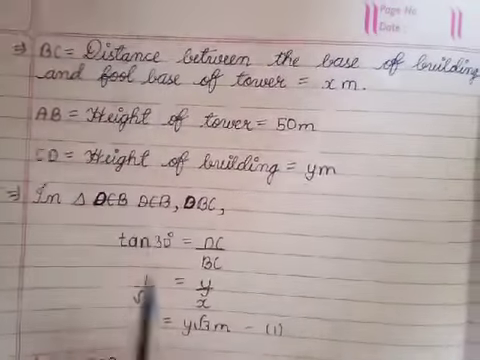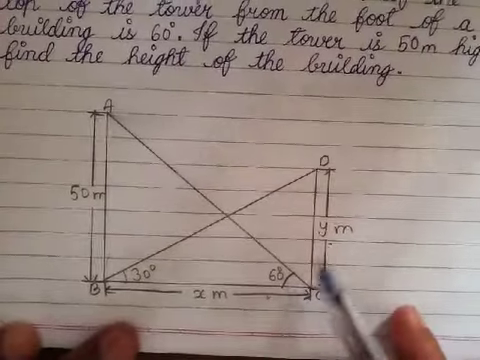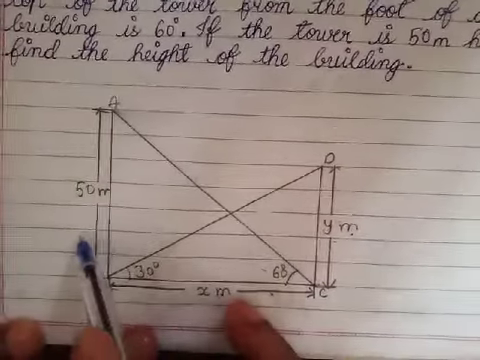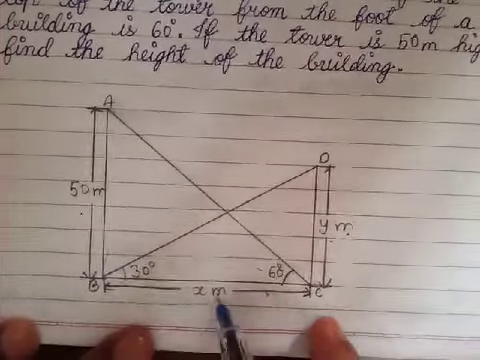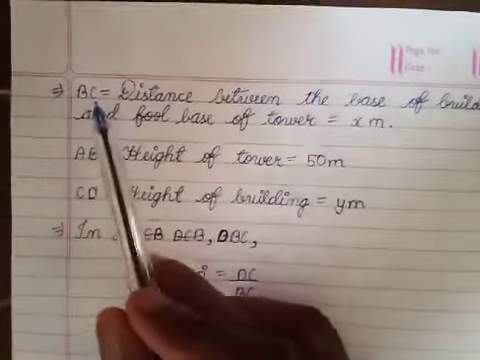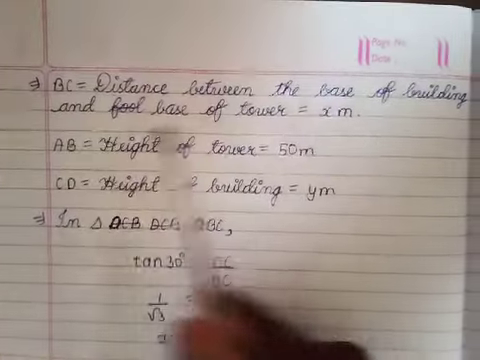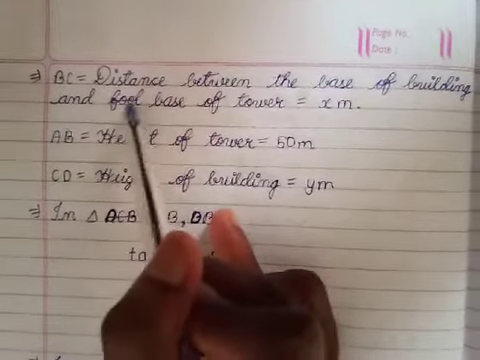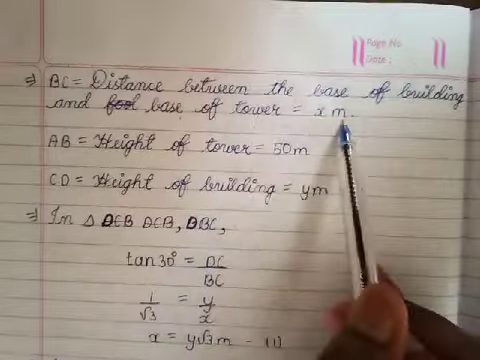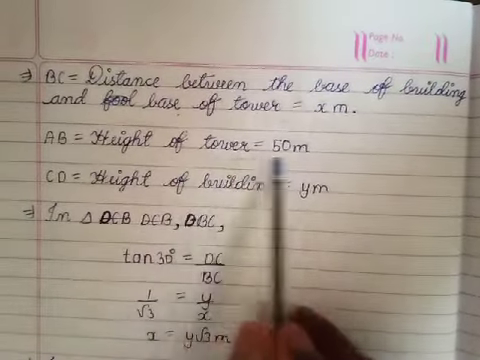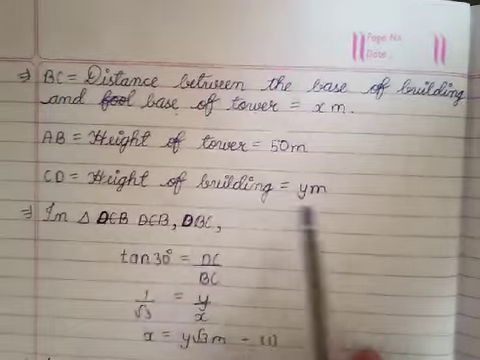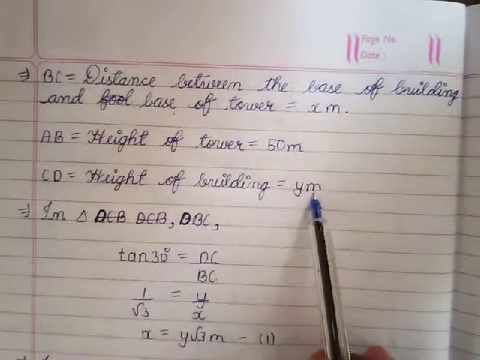Again, let's say we have to find x and y. So what is the relation of x and y? It means p by b, again tan. Here also we say x and y, so it is p and b, so 60 will also be tan and 30 will also be tan. We'll apply the tan function to both triangles. So here BC is what? The distance between the base of the building and the base of the tower, x meter. AB is the height of the tower, which is 50 meters. CD is the height of the building, which is y meter that we have taken.